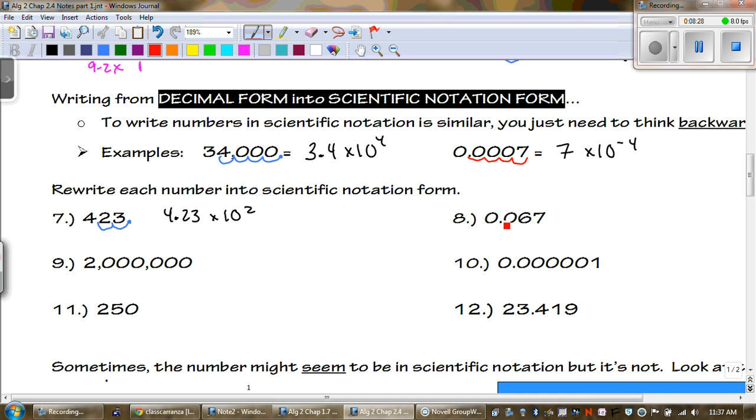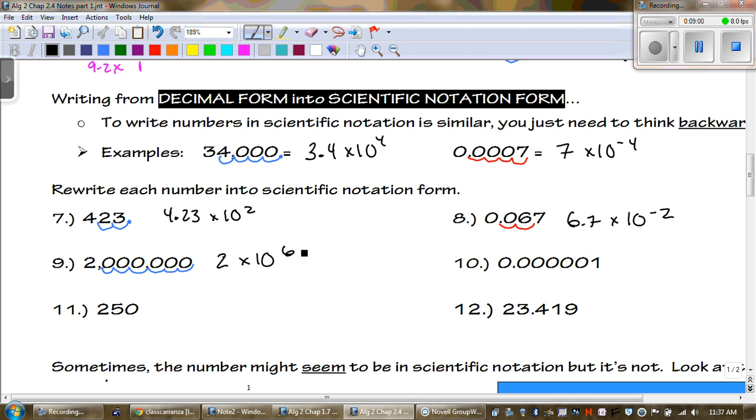Number 8. I need to move it 2 places to the right to get 6.7, but when they do it, they would need to move it to the left. Okay? Number 9. I need to move it 1, 2, 3, 4, 5, 6. So I need to move it 6 places to the left. They need to do it 6 places to the right.